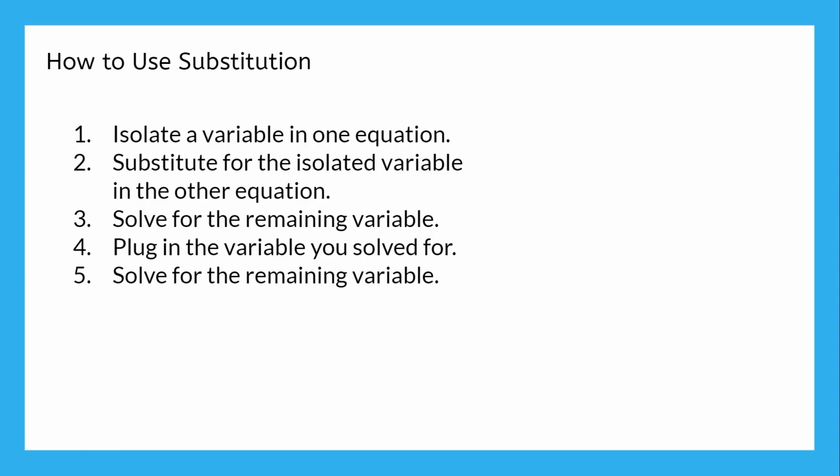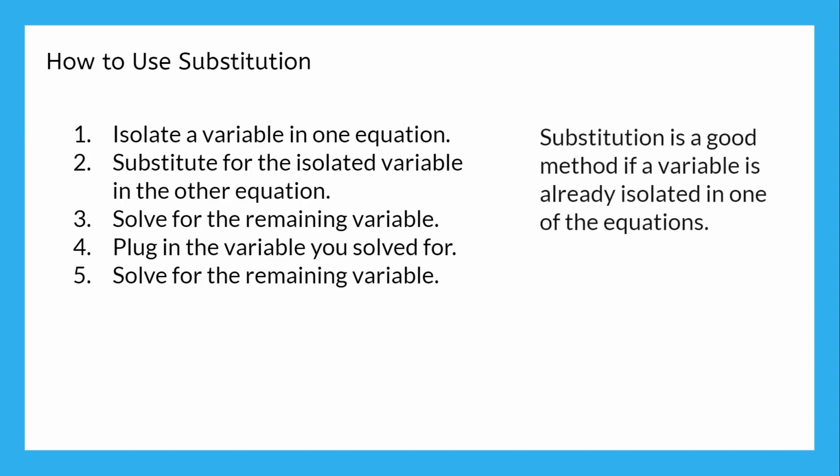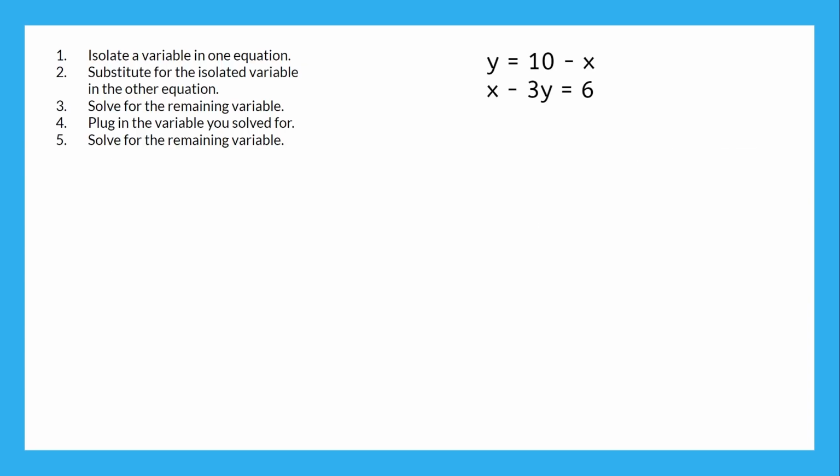These steps seem a little wordy and confusing, but once we do a few examples, you'll understand them a little better. One thing to realize is that it gets a little easier if a step is already done for you. That's why we usually use substitution whenever one of the equations already has an isolated variable. That'll cut out the first step automatically. So let's try an example.